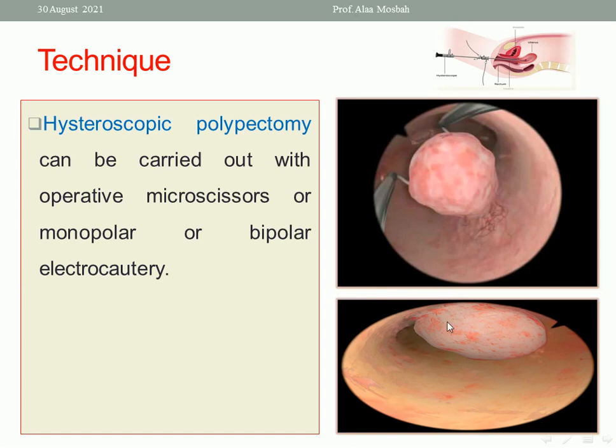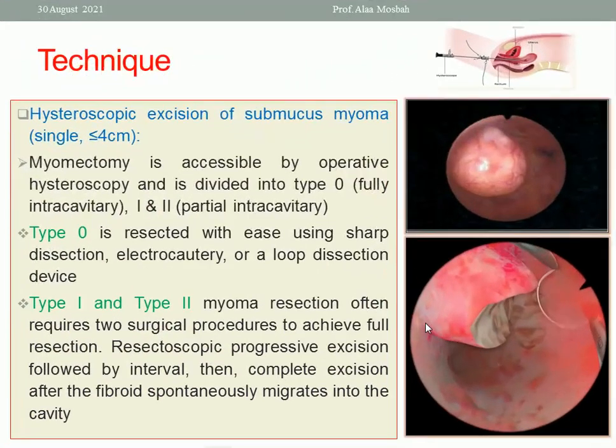This is also a polyp. This is the intrauterine polyp. This picture shows you a submucous myoma with hysteroscopic resection of the myoma, in this picture using the loop. Okay, as you see, the resectoscope is cutting part of the myoma till you finish the myoma. Okay, so myomectomy is accessible by operative hysteroscopy.